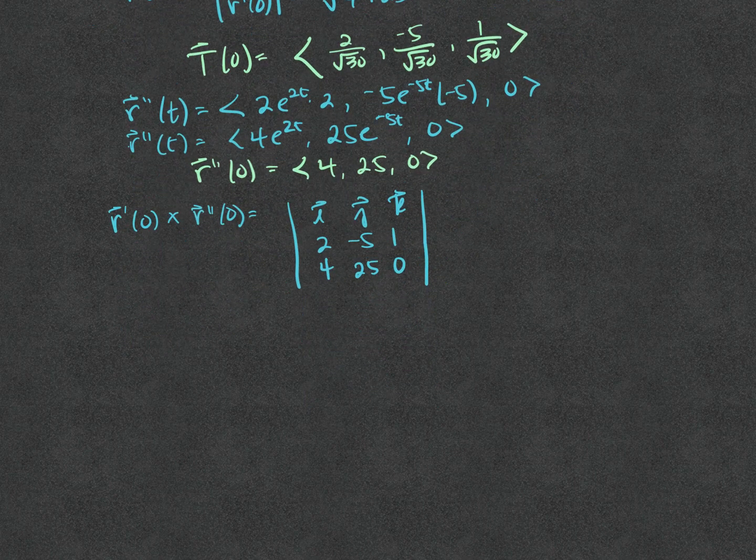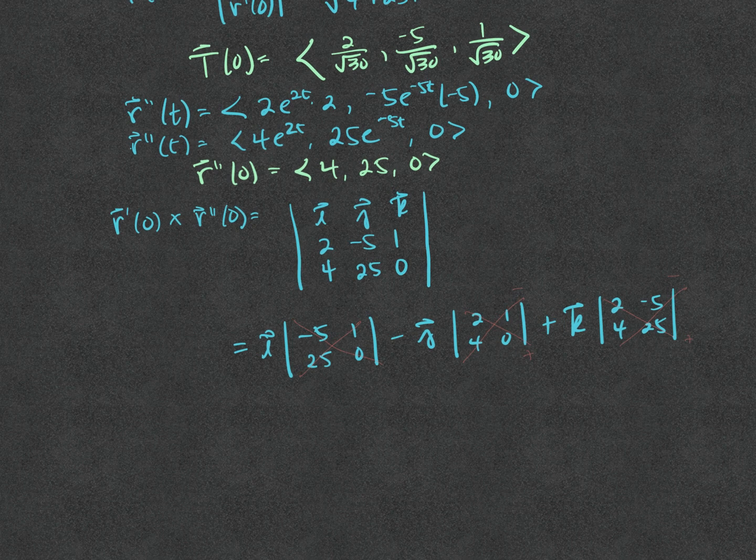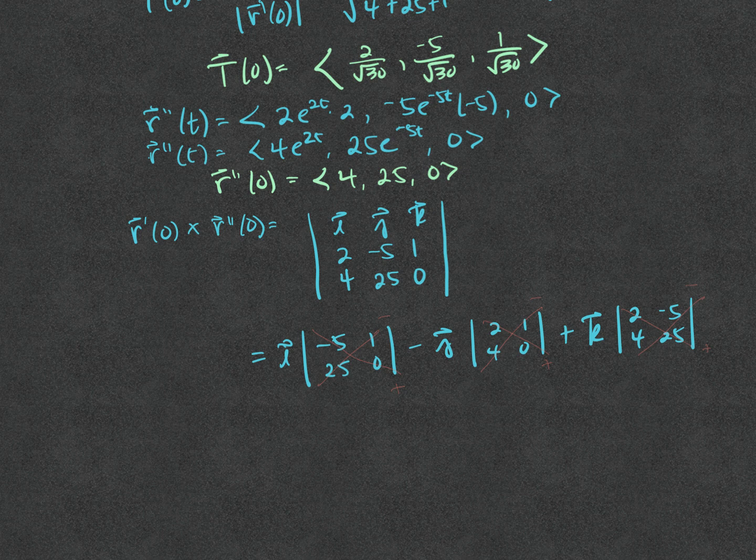All right, so let's go ahead and do it using the cofactors. We have i, and cross off the appropriate rows and columns. So we have negative 5, 1, 25, 0, minus j. Crossing off, we get 2, 1, 4, 0, plus k. And we have 2, negative 5, 4, 25. I don't know if you've seen the other videos, but I need my diagonal lines to keep me straight. They're helpful for everyone, so it's not a bad thing to get in the habit. It builds muscle memory, so you do it well.